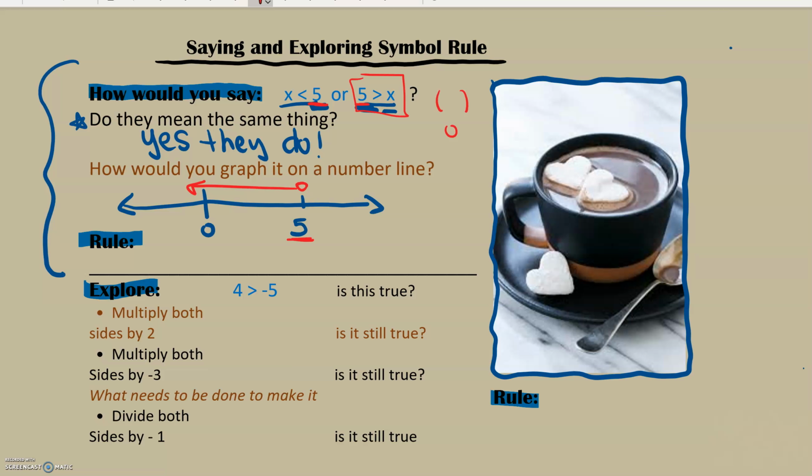So now that we have proven that x is less than 5, or that 5 is greater than x means the exact same thing, and we did that on the number line, can you come up with a rule that says that that's true? How would you come up with that rule? Pause the video, take a moment, write down that rule in your words. And then when you come back, I'll tell you how I would explain it.